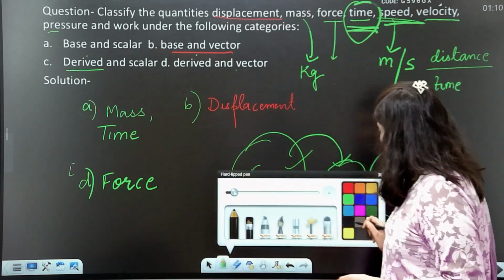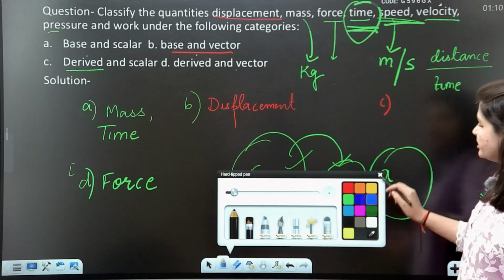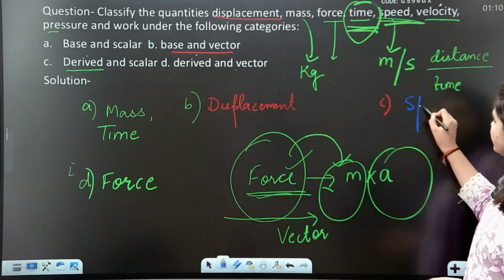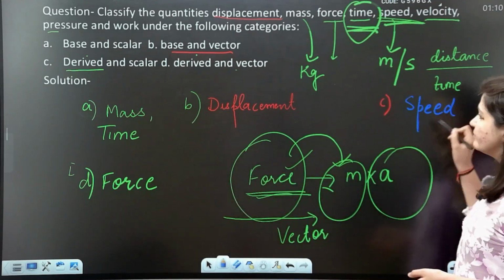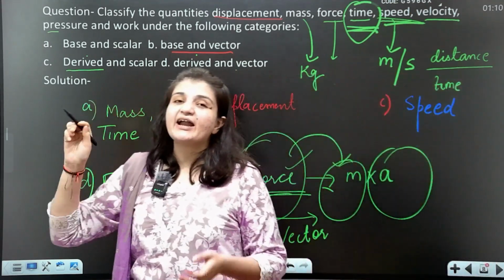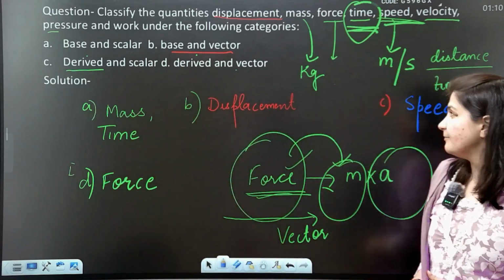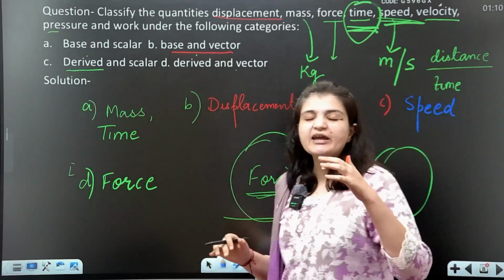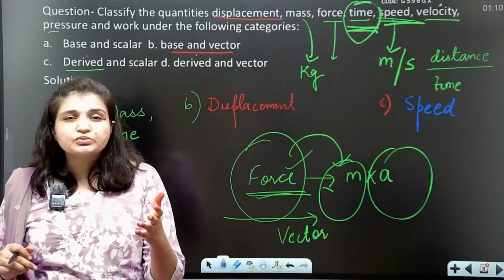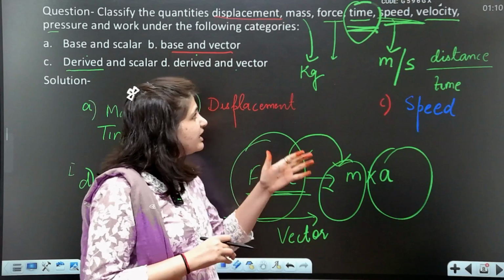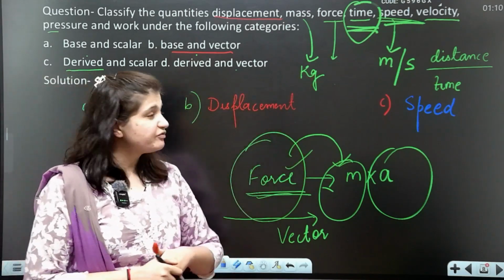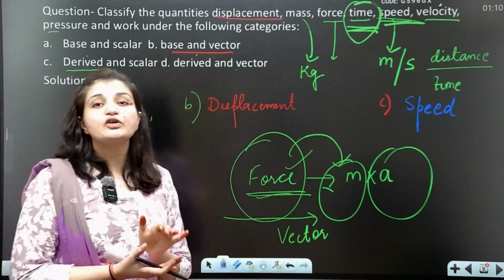So speed will come in the category of C, which means derived and scalar. Then comes derived and vector. So students, then comes velocity. After speed, we have the velocity.